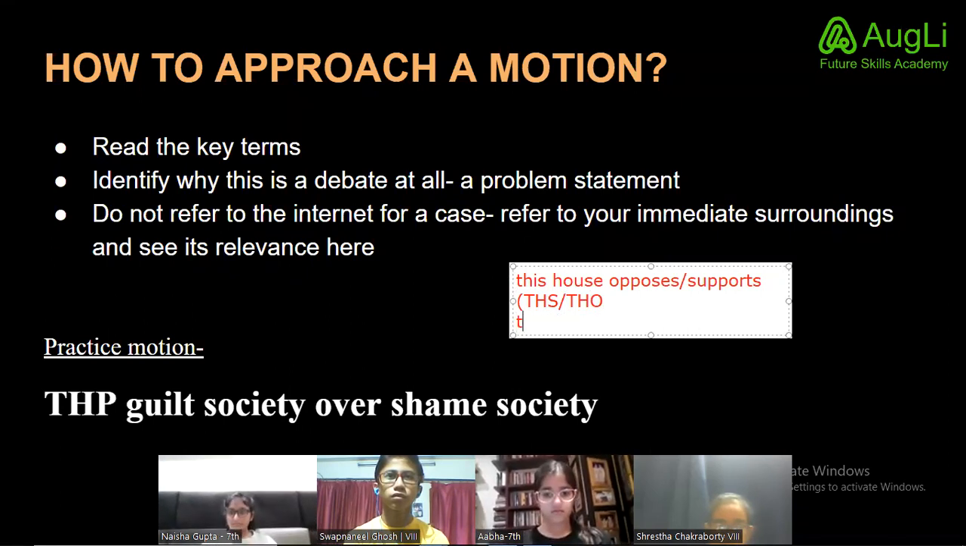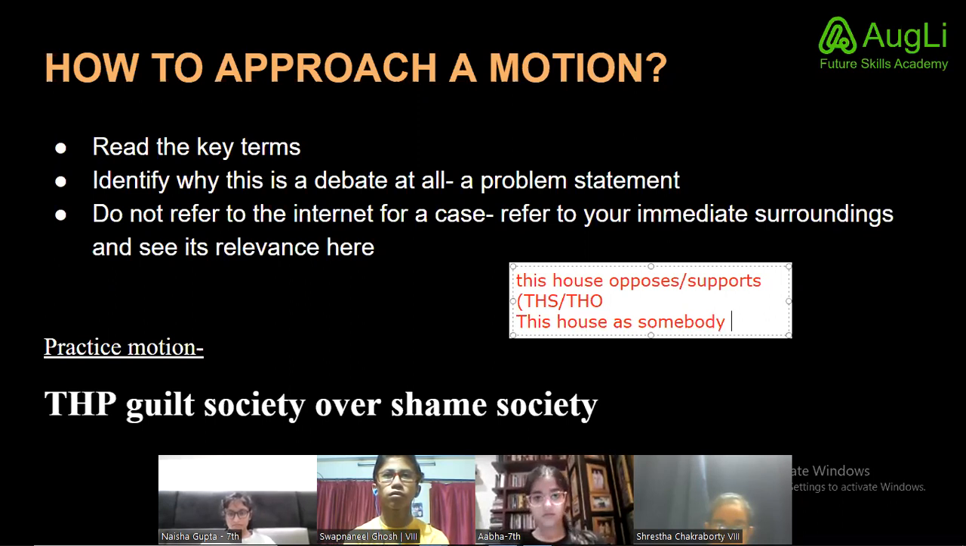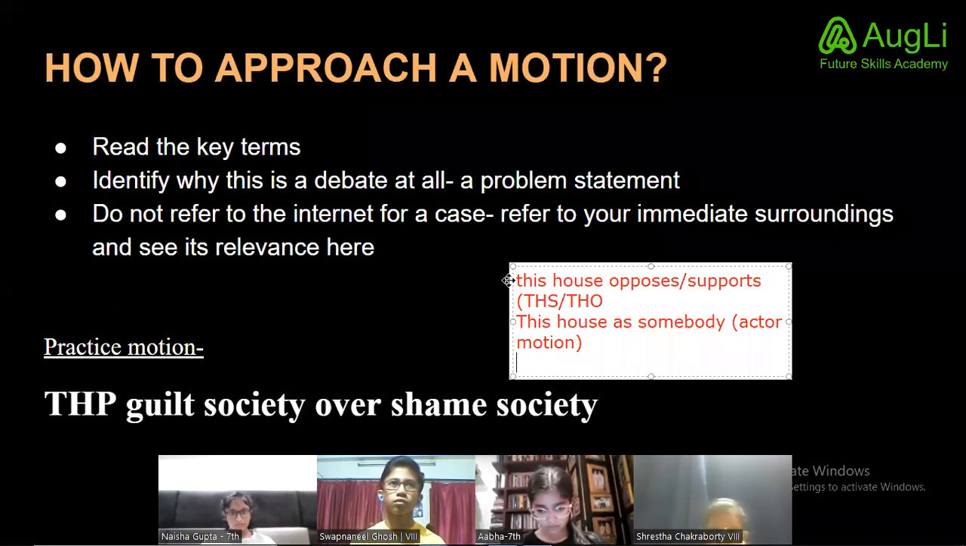And then there's this house as somebody, like this house as the feminist movement, for example. This is an actor motion. In an actor motion, you are always supposed to benefit the actor, because I am somebody, right? This house as somebody means that I have taken the identity of that somebody as a debater. This house is the feminist movement. This means that I am the feminist movement. So I can't harm the feminist movement through what I'm saying. Do you understand? So that's why you have to keep in mind the interest of the actor when the actor is specified in an actor motion.